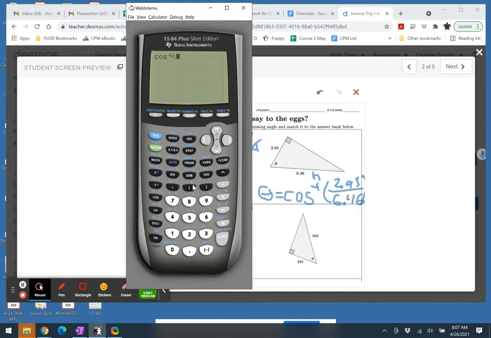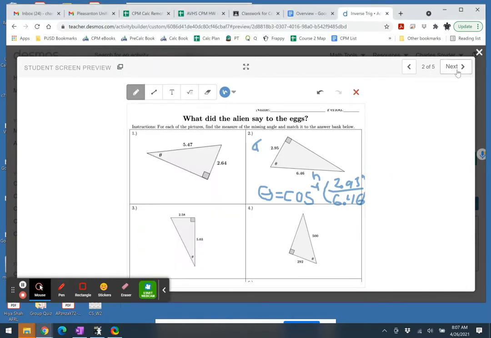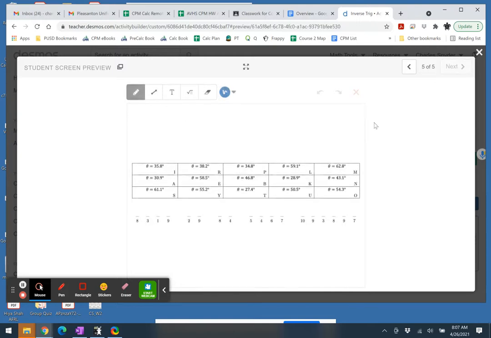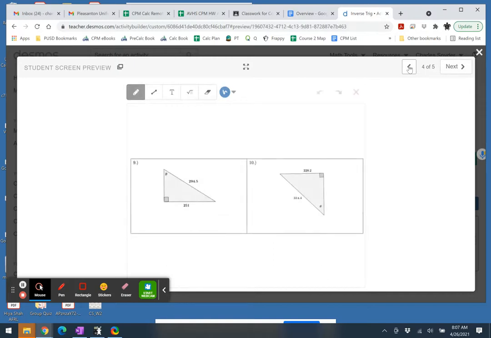This is second cosine inverse of 2.95 divided by 6.46, equals 62.8. And so let's see, where is 62.8 on here? 62.8 is an M. That was number 2. So I'm going to put an M here. That's the only M. All right, so that's how you do that.